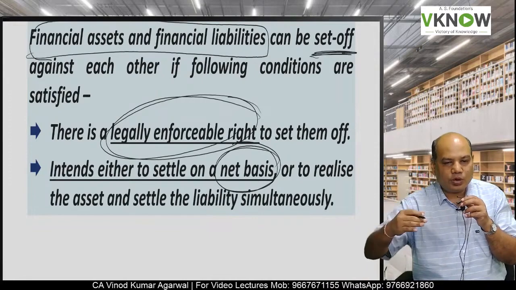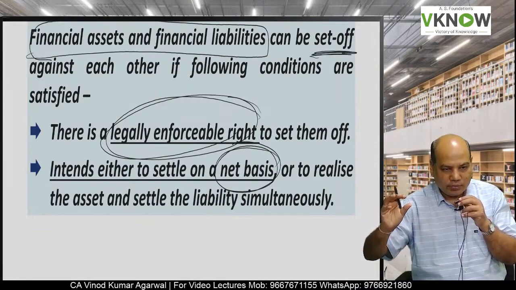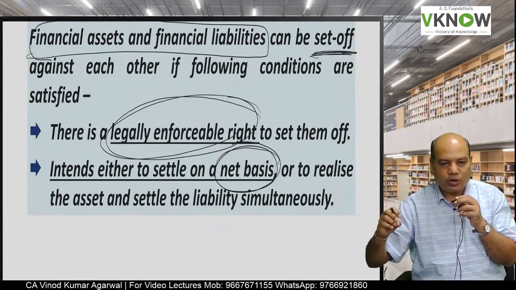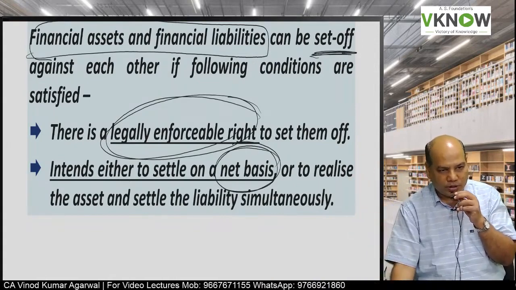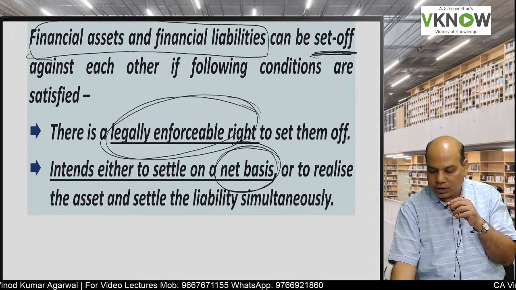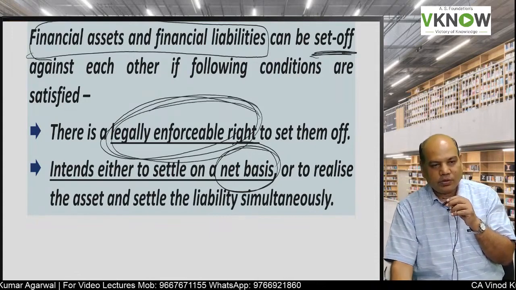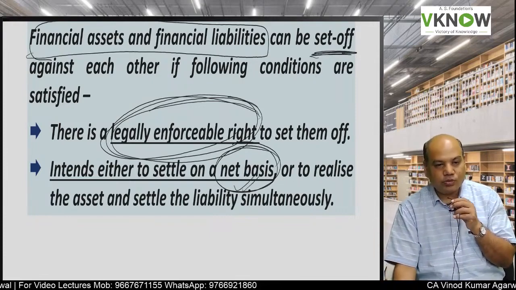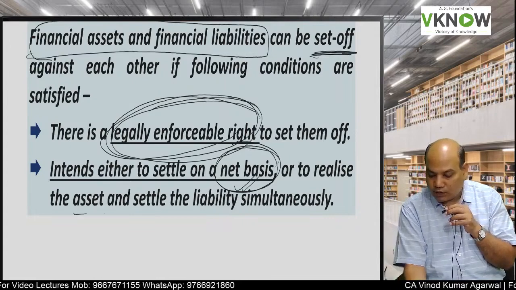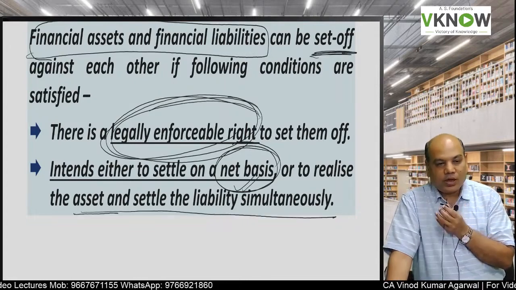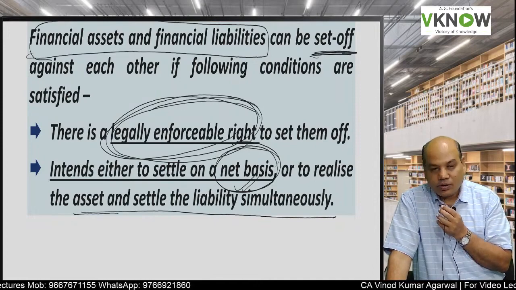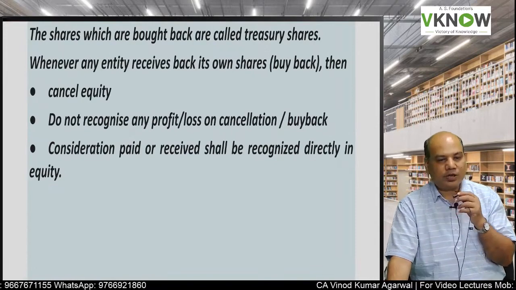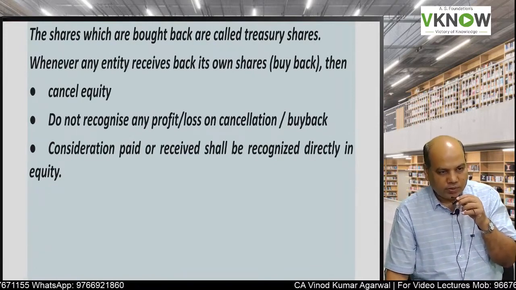If you have an importer and exporter in a foreign country, then the law does not allow you to settle on net basis. From importer you will get money, to exporter you have to pay money separately. But suppose this debtor and creditor is within the country, then you can do the set off, but at the same time the party must intend to settle on net basis, or even if not on net basis, assets and liabilities are settled simultaneously. That means at the same point of time one party will receive and one party will pay.